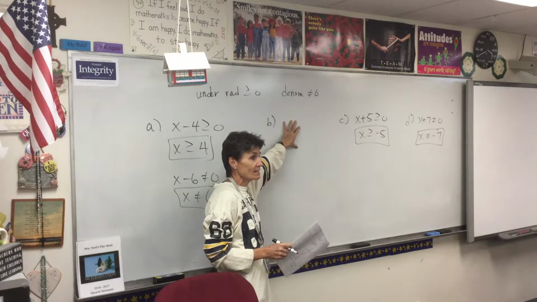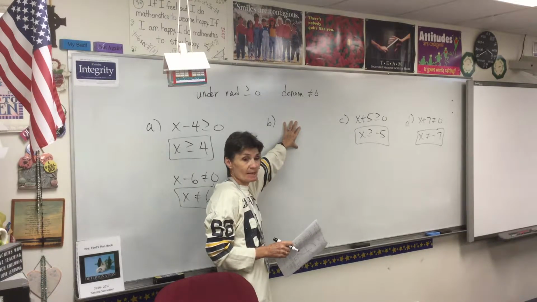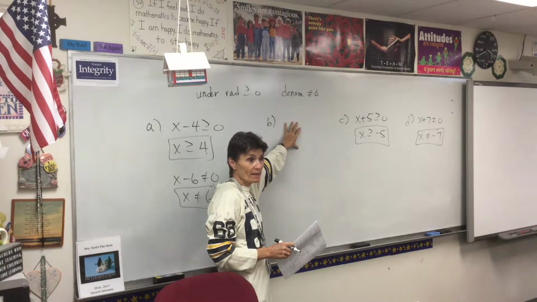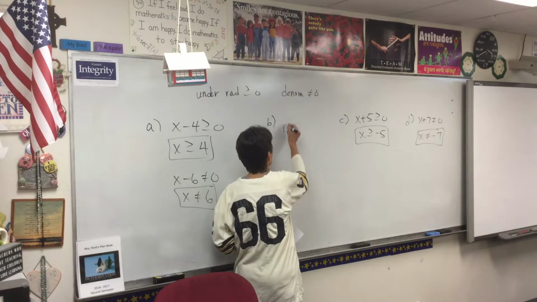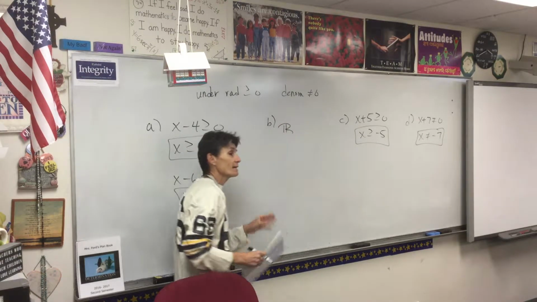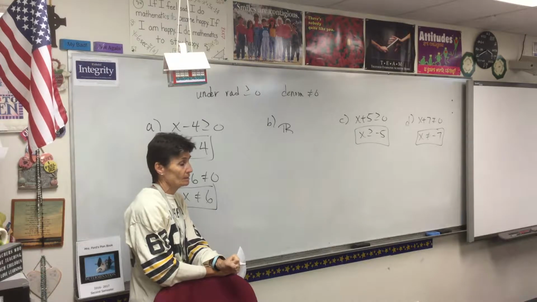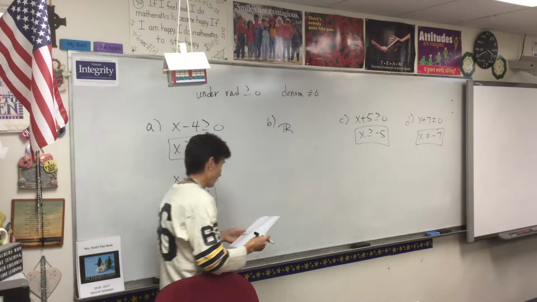Notice that I didn't have anything for B because it doesn't have a radical and it doesn't have a denominator. So therefore, its domain is all real numbers. Guys, let's not miss that section. Let's get perfect on that section, right? Got it. Okay. All right.